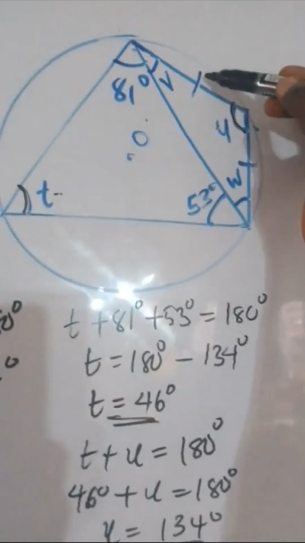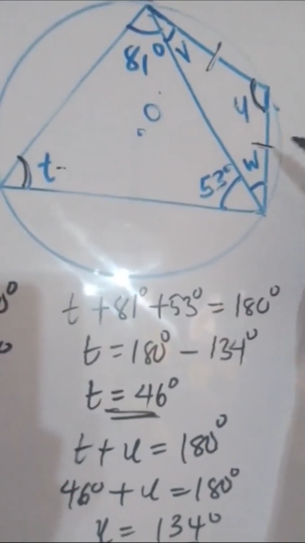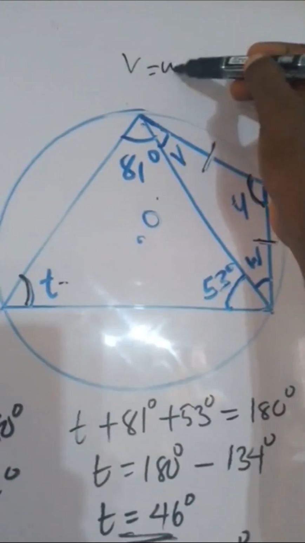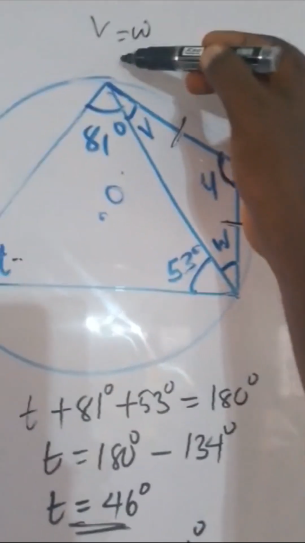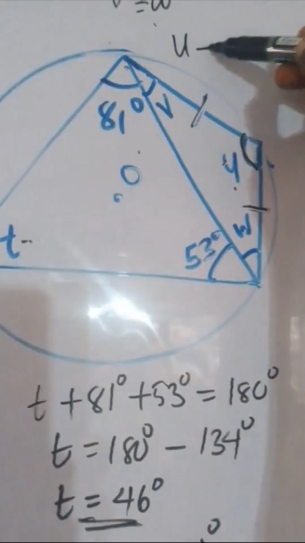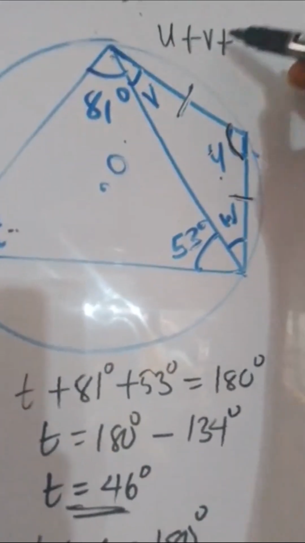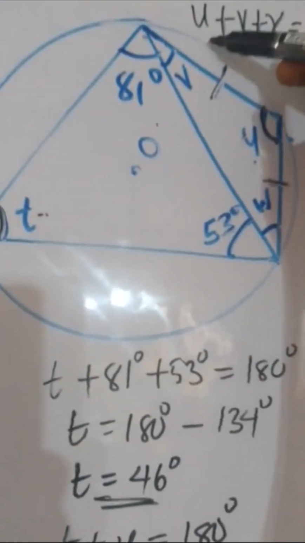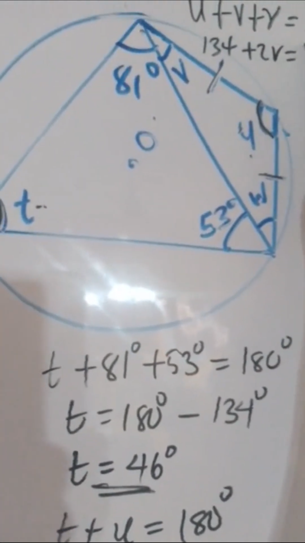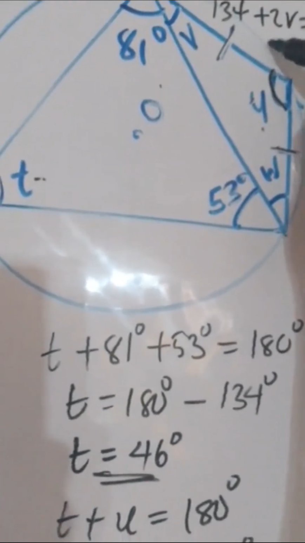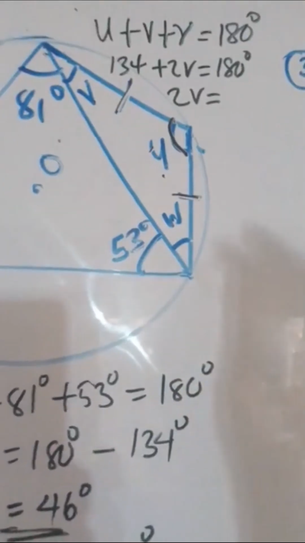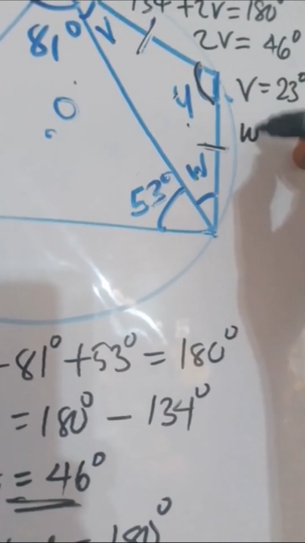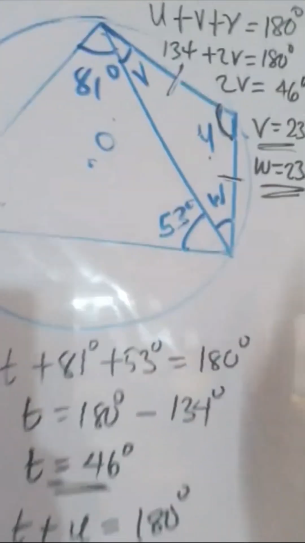Now back to this diagram. These two stripes show that these sides are equal. So definitely this angle V and W must be equal. So since V equals W, after adding all these angles, U plus V plus W, we can write plus V again, must give us what? So what's the value of U? 134. So 134 plus 2V equals 180, so 180 minus 134 is 46 degrees. So divide by 2. So if V is 23, what's W? So we've gotten all the letters.